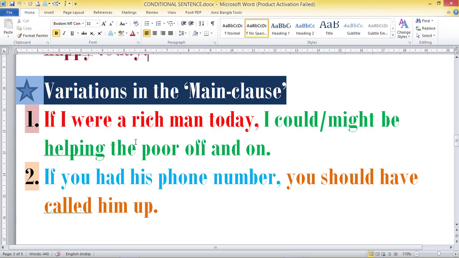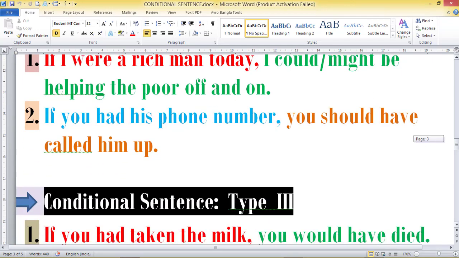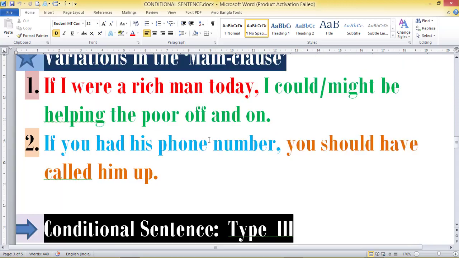Now let's go to the second sentence. The second sentence is, if you had his phone number, you should have called him up. So here in the main clause, we have used after the subject you, the modal auxiliary verb should, then the perfect infinitive, that is have plus the third form of the verb. So this is another kind of variation that is permissible or possible in the main clause in case of conditional sentence type 2.